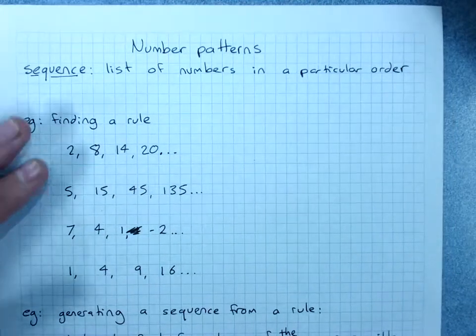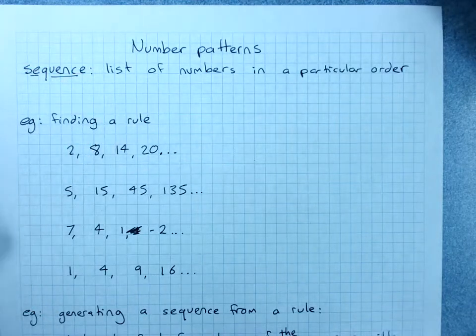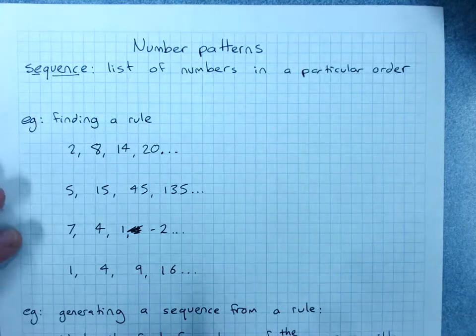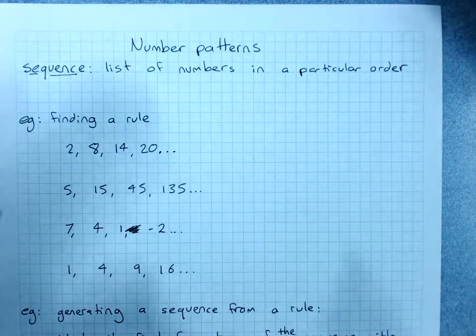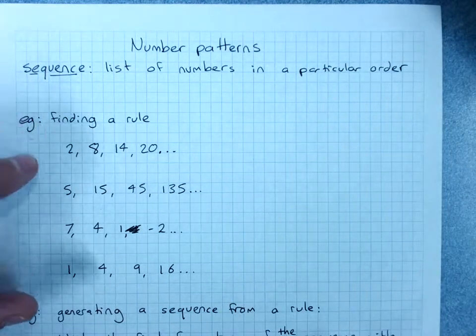And a lot of number patterns or sequences have a definite pattern and a rule. I mean, you could just make a number pattern by randomly rolling a die and going, 6, 4, 2, 3, and you can't predict anything like that. But mostly we've got a particular predictable pattern.